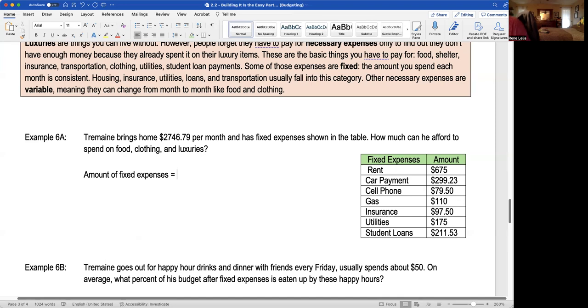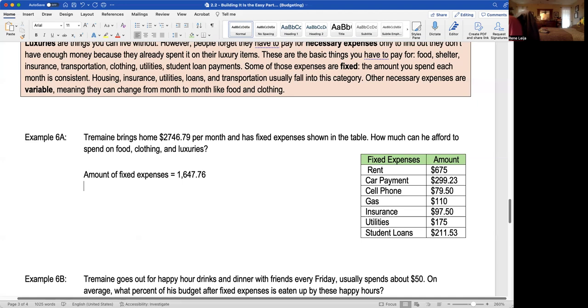Okay, so that gives me a total of $1,647.76. Now the question is, how much can he afford on food, clothing, and luxuries? So his take-home pay. How much for luxury items?